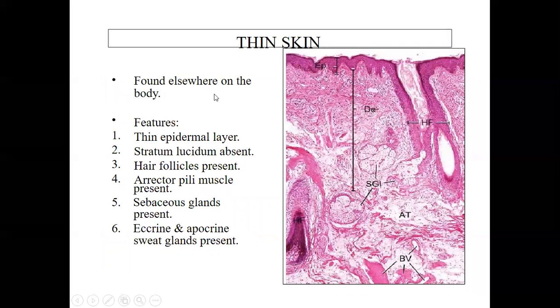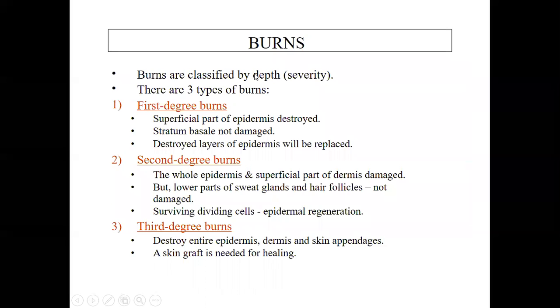The thin skin can be found elsewhere around the body. The features: it has a thin epidermal layer, as you can see here. The stratum lucidum is absent. The hair follicle is present. The erector muscle is present. The sebaceous gland is present. Eccrine and apocrine sweat glands are present.